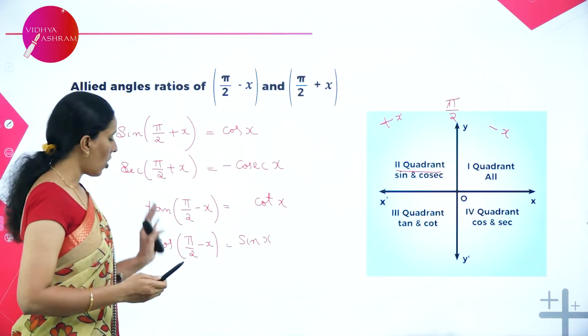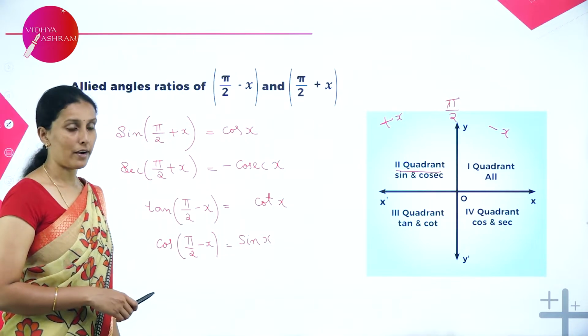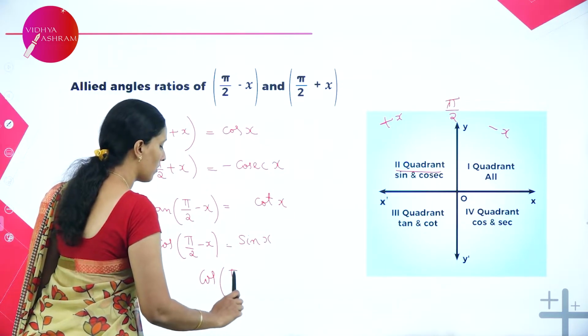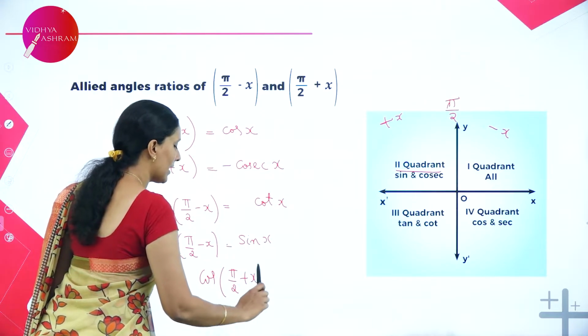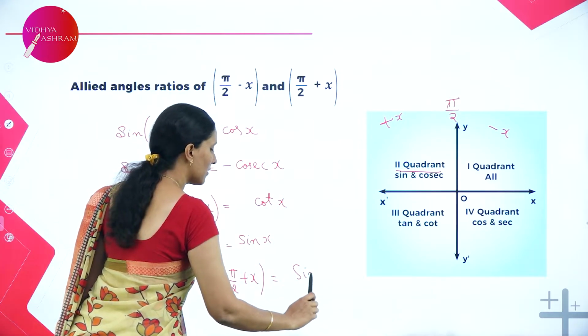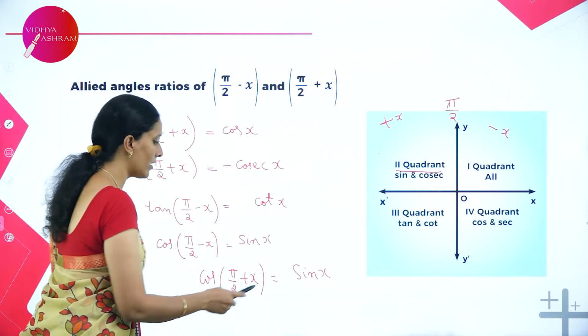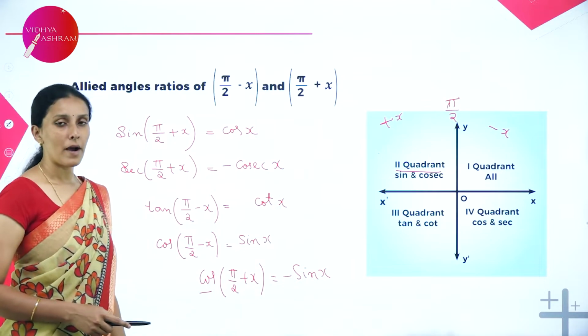About the sign, cos is positive in the first quadrant. But what about cos of pi by 2 plus x? Cos of pi by 2 plus x can be written as sin x. But since cos is negative in the second quadrant, our answer is minus sin x.